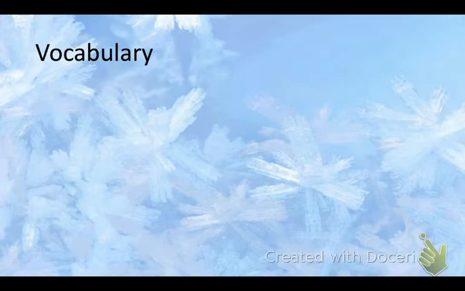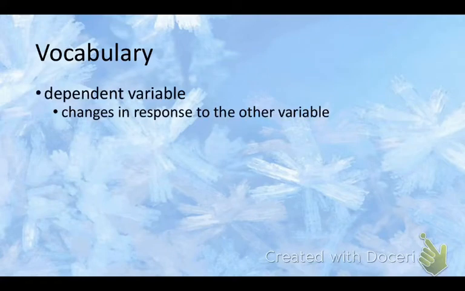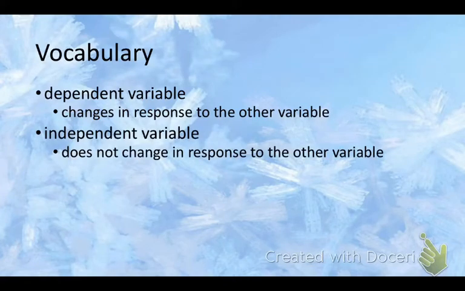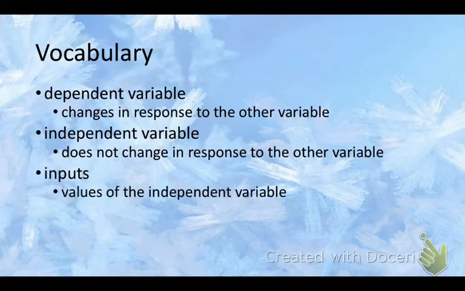To get us started, we have a couple of vocabulary words, and remember vocab should be in your notes. The dependent variable changes in response to the other variable. So this value depends on the other variable, so dependent variable. The independent variable does not change in response to the other variable. It is independent, it is its own value, and any value can actually be used in the independent variable section, and then the dependent depends on what you put in.